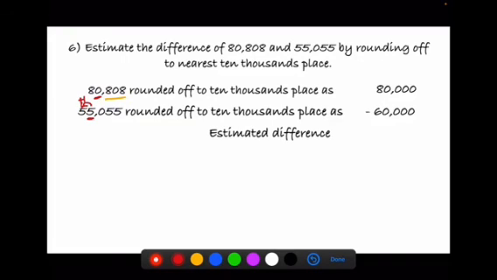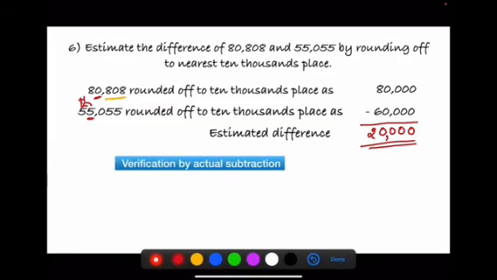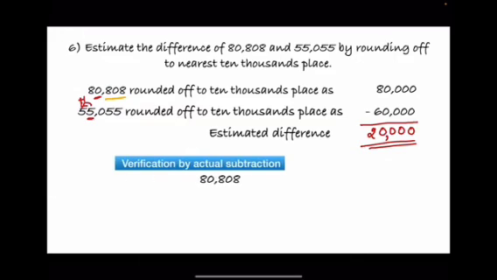Now here we are asked to find the difference. So the estimated difference would be 8 minus 6 is 2. So the estimated difference is 20,000. Now we'll have to verify with actual subtraction.